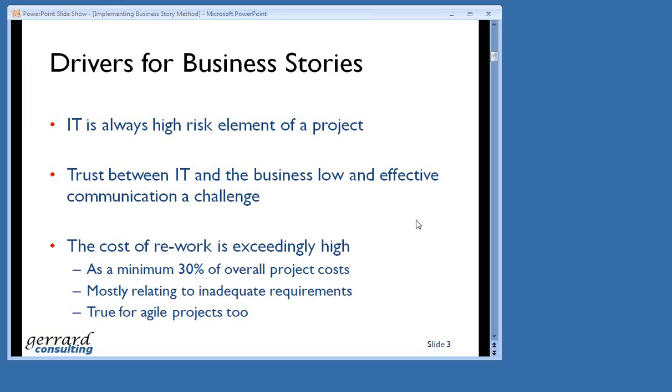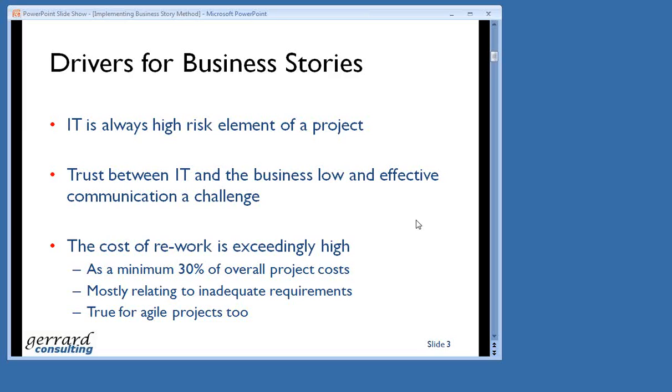When you look at the financial perspective as well, the cost of rework due to what I would call poor requirements, and by poor requirements I mean requirements that are inconsistent or incomplete, is exceedingly high. Typically it's a minimum of 30% the cost of rework of a project in a traditional structured environment. And you might think that in the Agile world it's better. But it actually isn't. The average cost of rework in an Agile development environment is also around 30%.